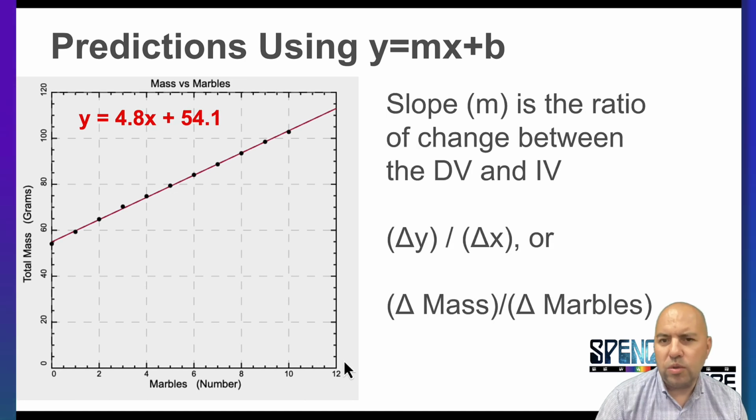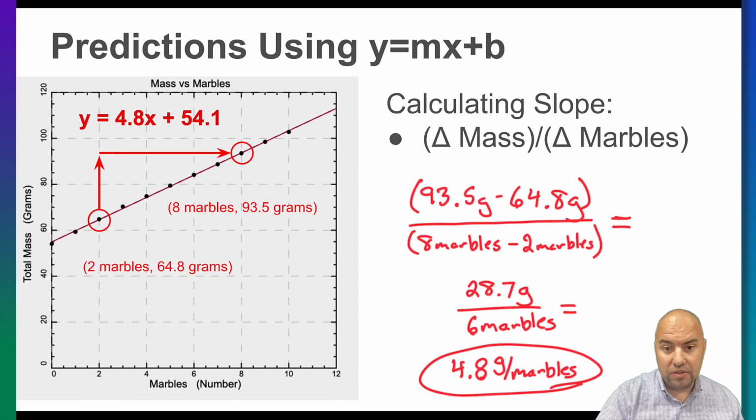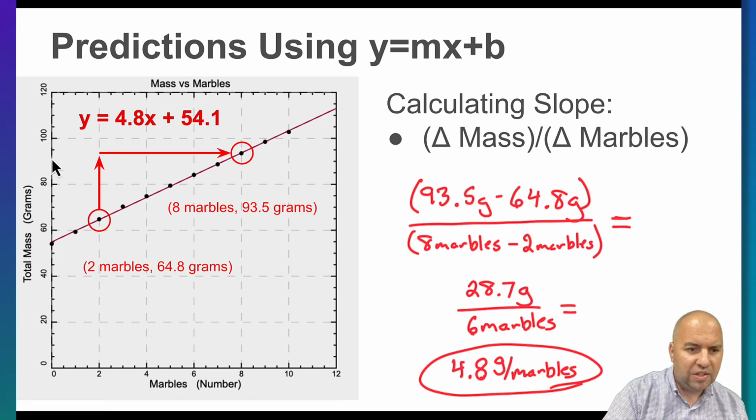Also, in y equals mx plus b, when we look at that m, m stands for slope. And what we have here when we're trying to figure out slope is that's just the ratio of change. We're talking about the ratio of change between mass and marbles. Thinking back to your math classes, if I'm calculating the slope, I want to find the change in mass. Well, where's mass? That's here along the vertical axis, the y.